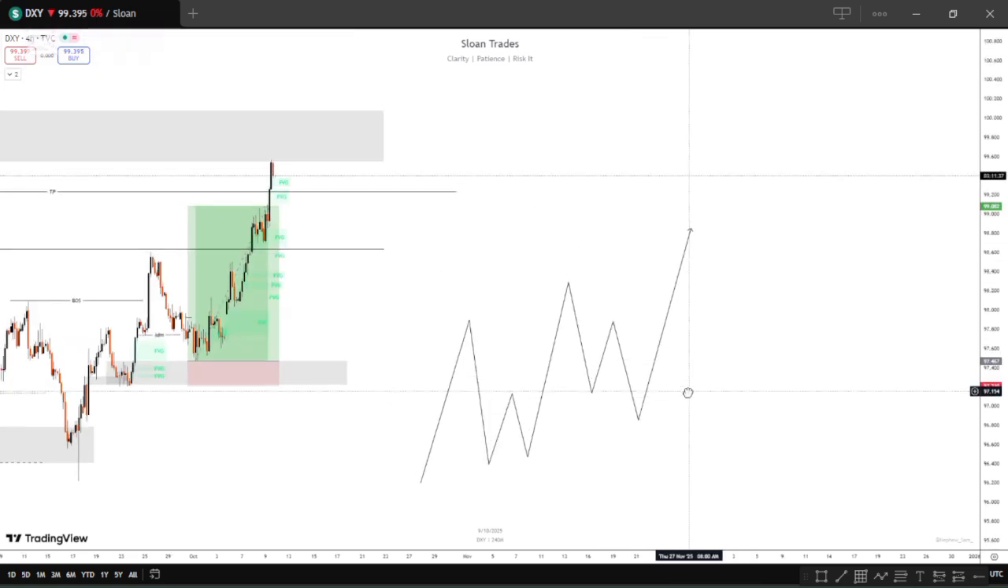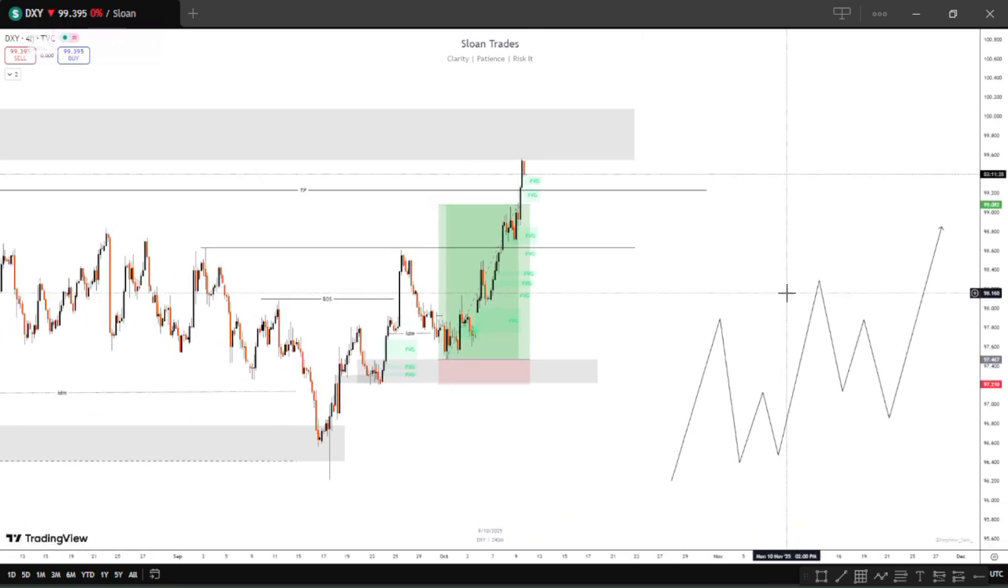So do well to backtest, do well to review your trades, do well to journal, and at the end, believe me, you are going to be very profitable.